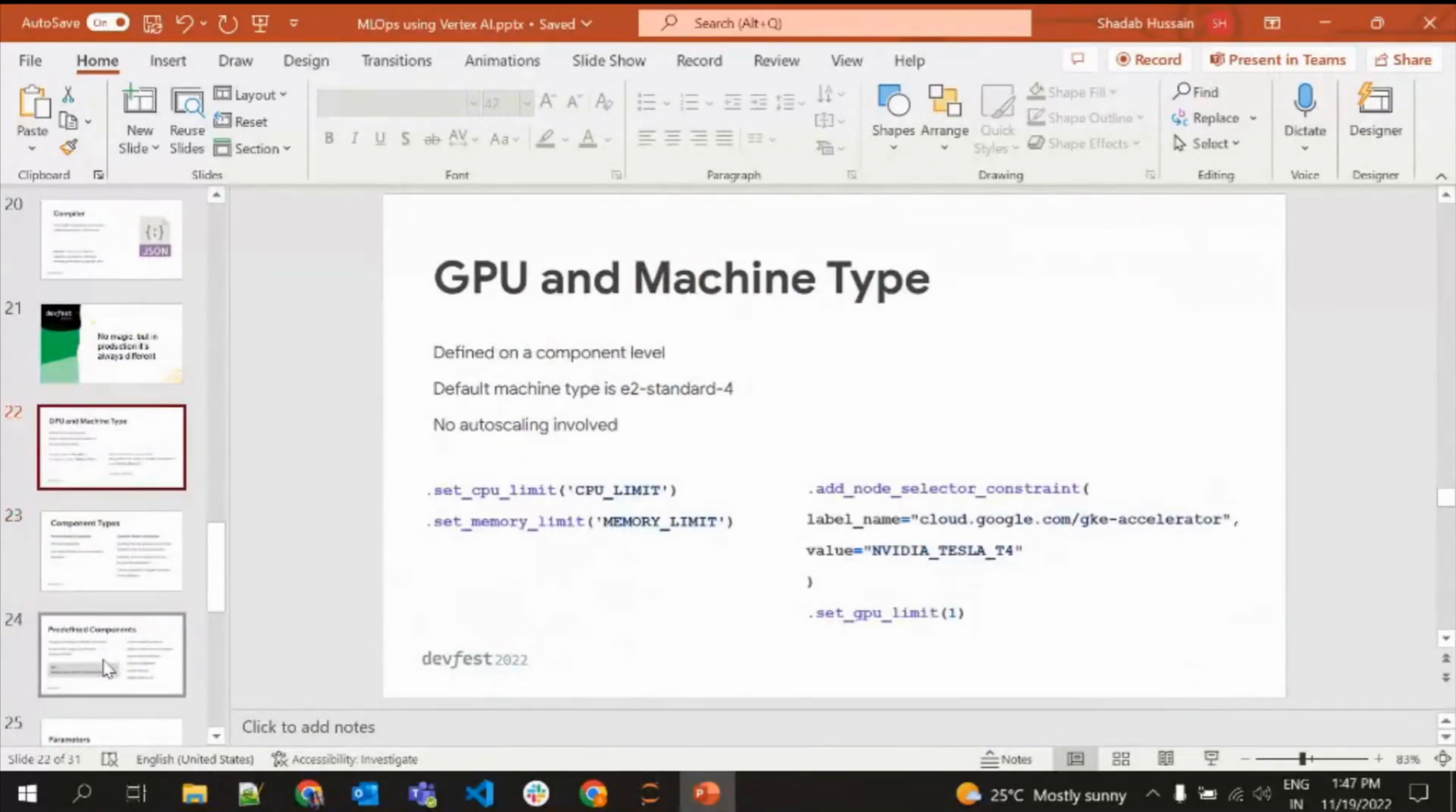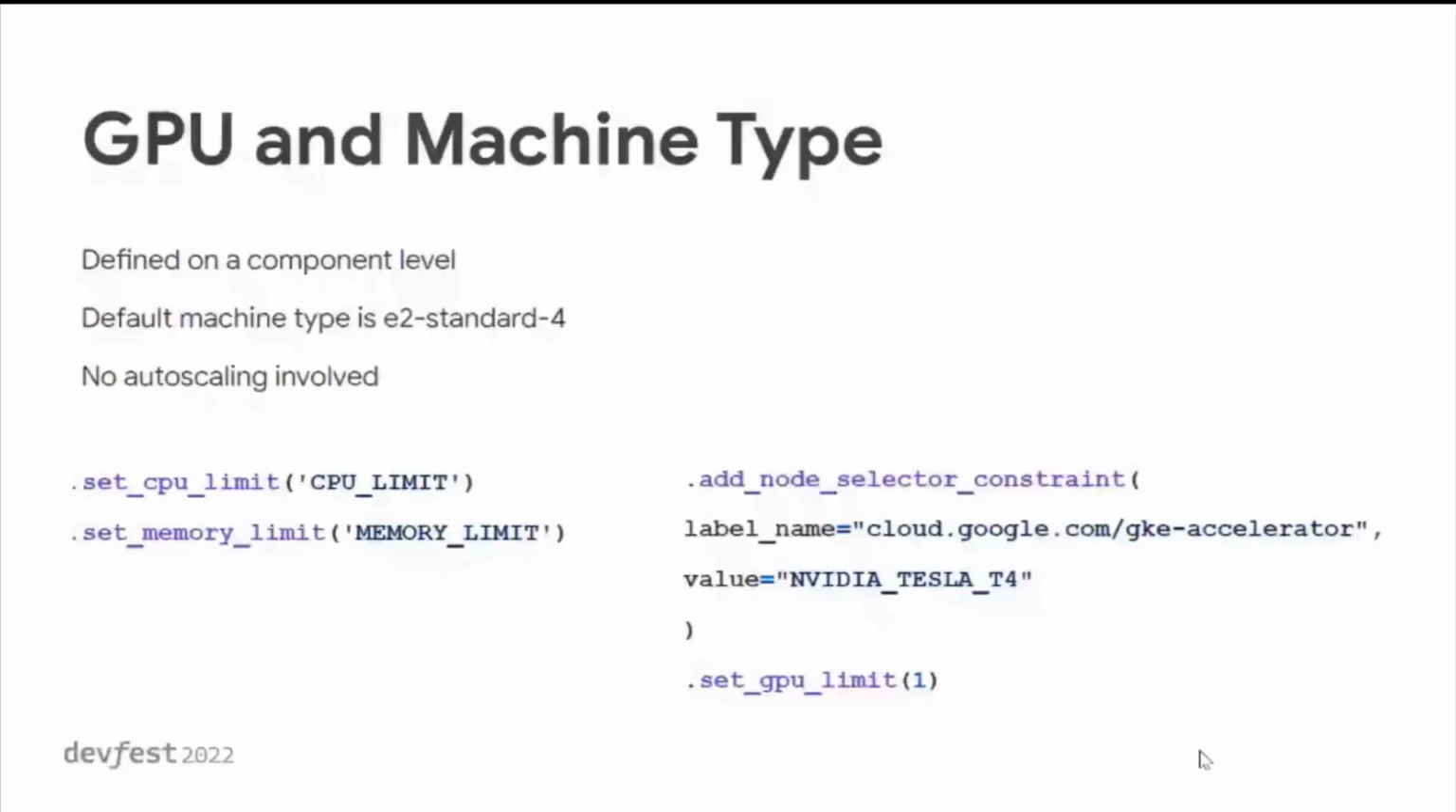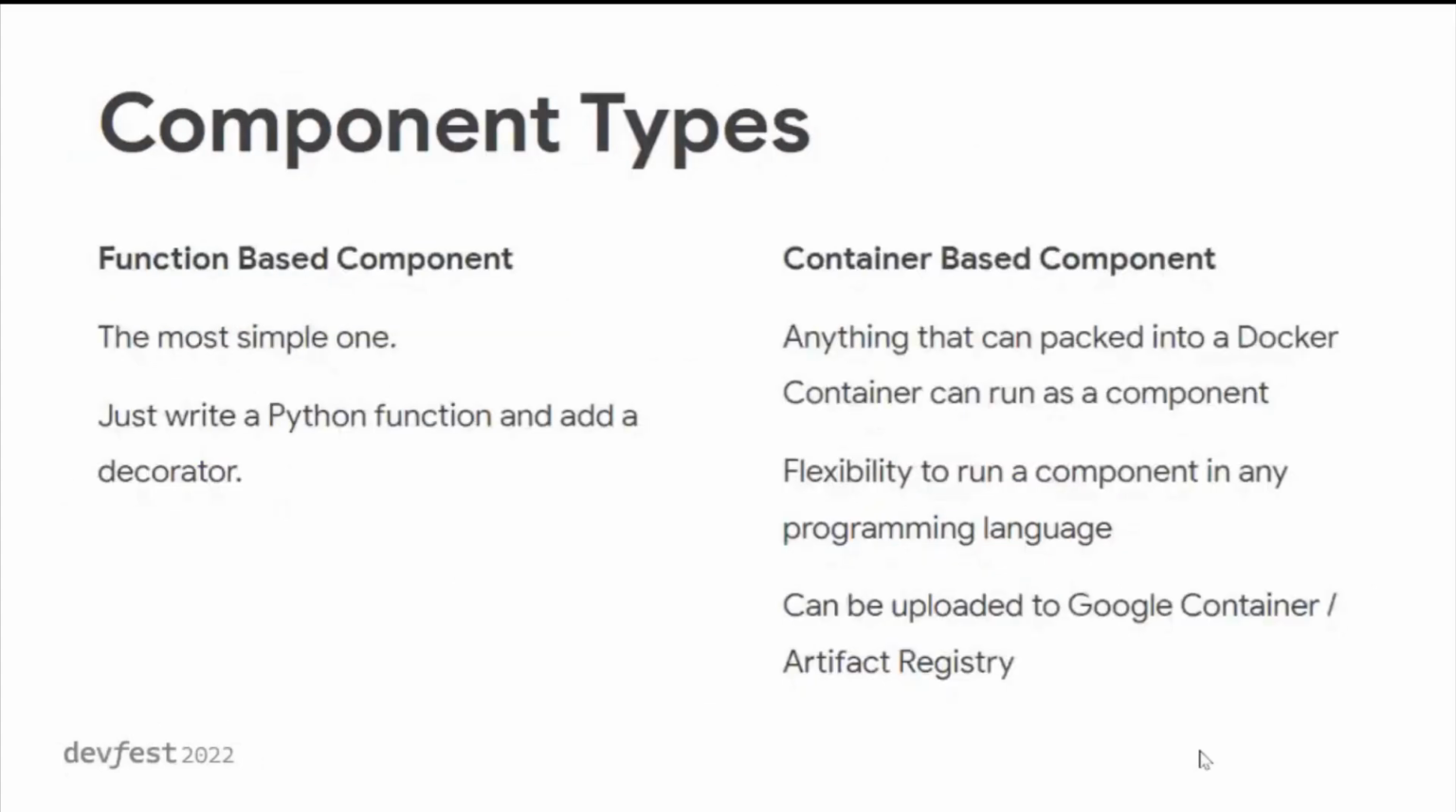And a bit more of theoretical. Vertex AI provides GPU machines as well. So in your project, if you need some high computing machines, then you can go for those kinds of machines as well. And component types, again, you can make use of either function-based components or container-based components. Container-based components are flexible to run in any programming language. And with function-based components, what we were doing, we can just try.